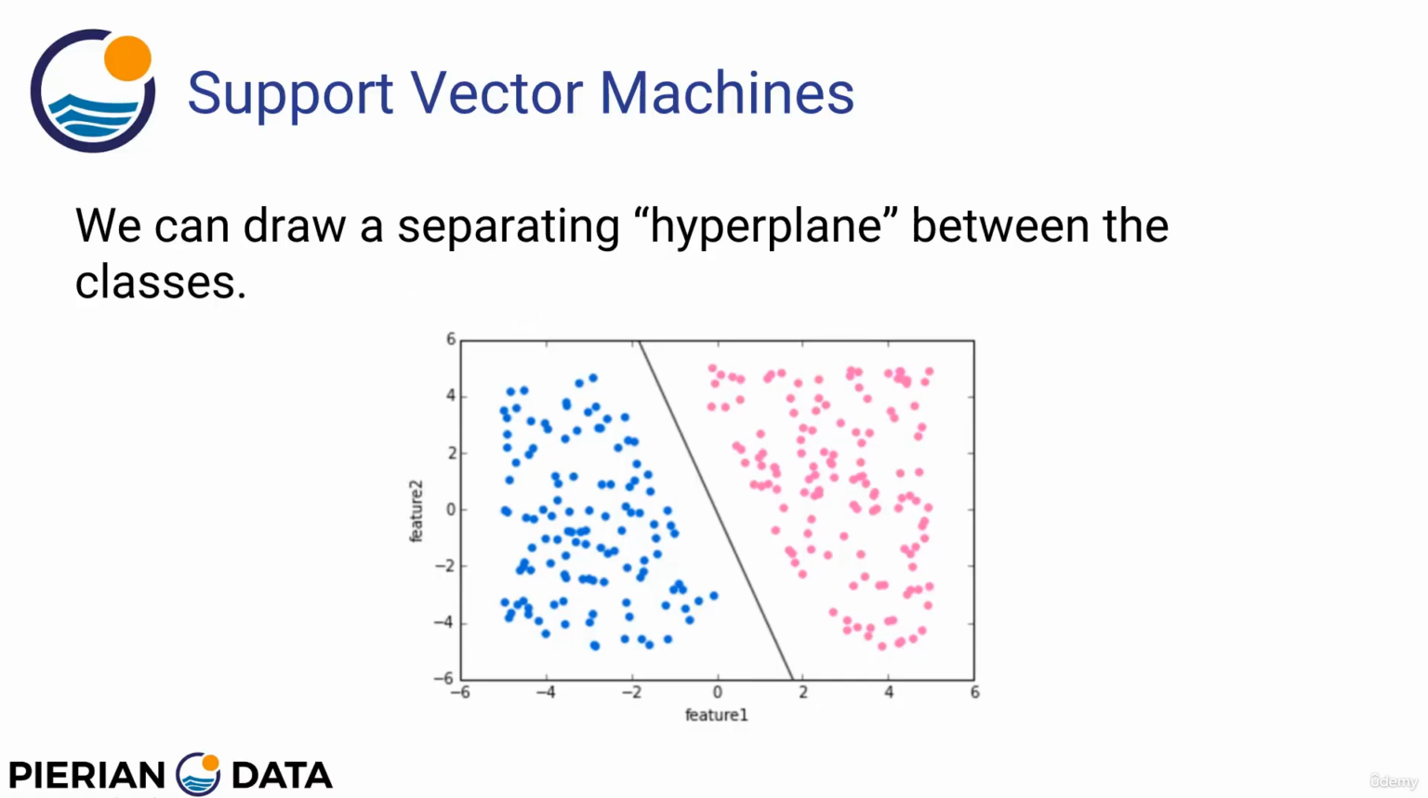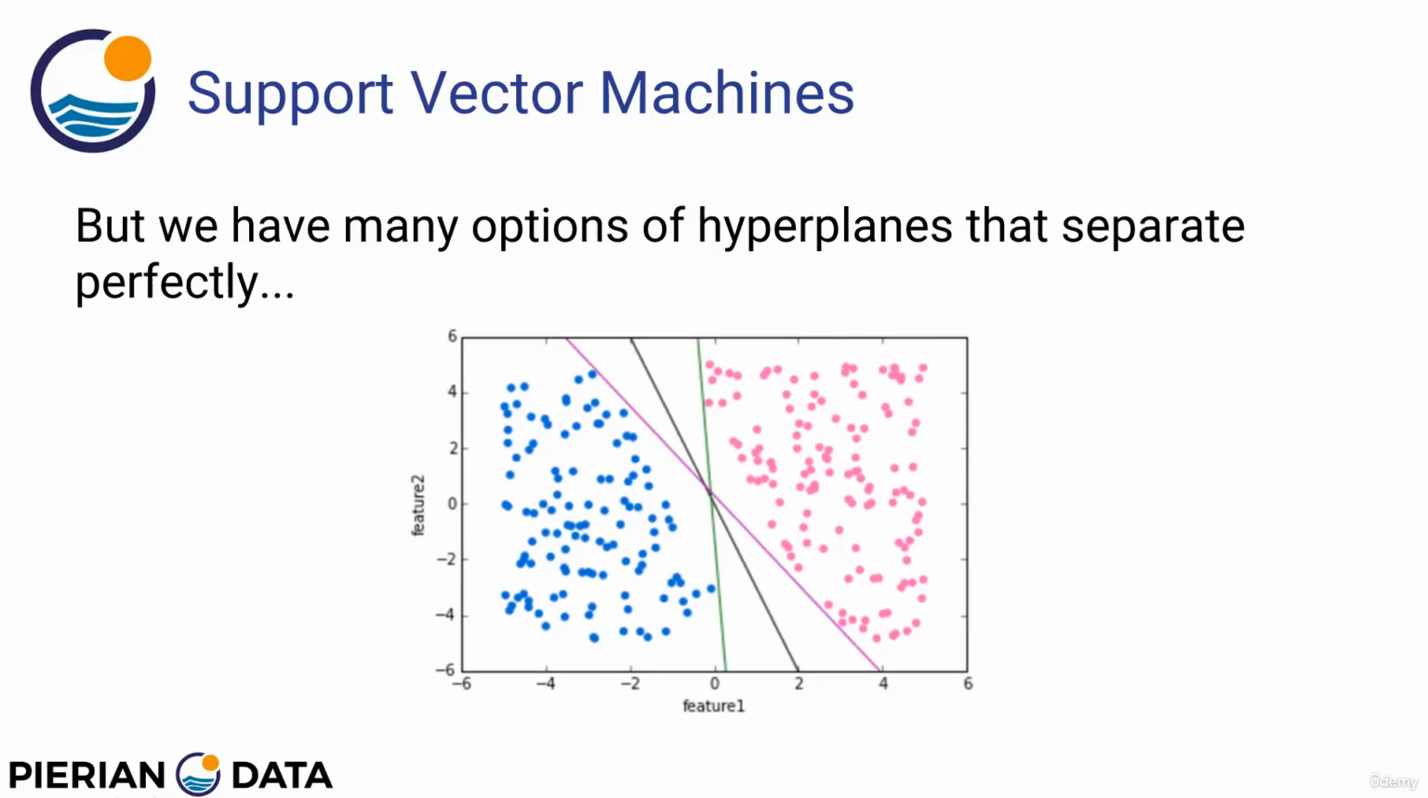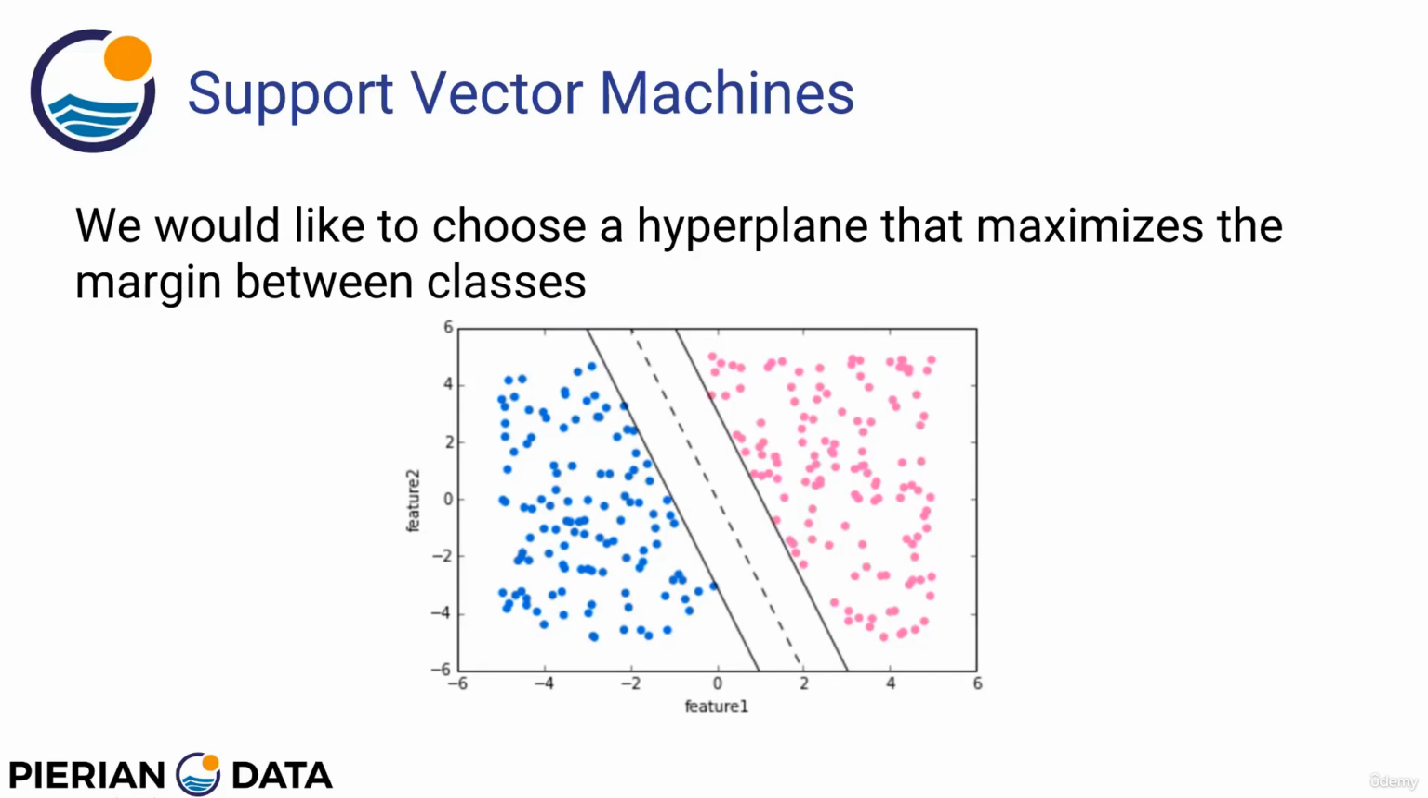In the case of 2 dimensions, this is just a line between the classes. However, we have lots of options of hyperplanes that separate these two classes perfectly. Notice that the pink, black, and green lines would all separate the blue and pink training points perfectly. The question then arises, how do we actually choose the line that separates these classes the best? What we would like to do is choose a hyperplane that maximizes the margin between the classes.